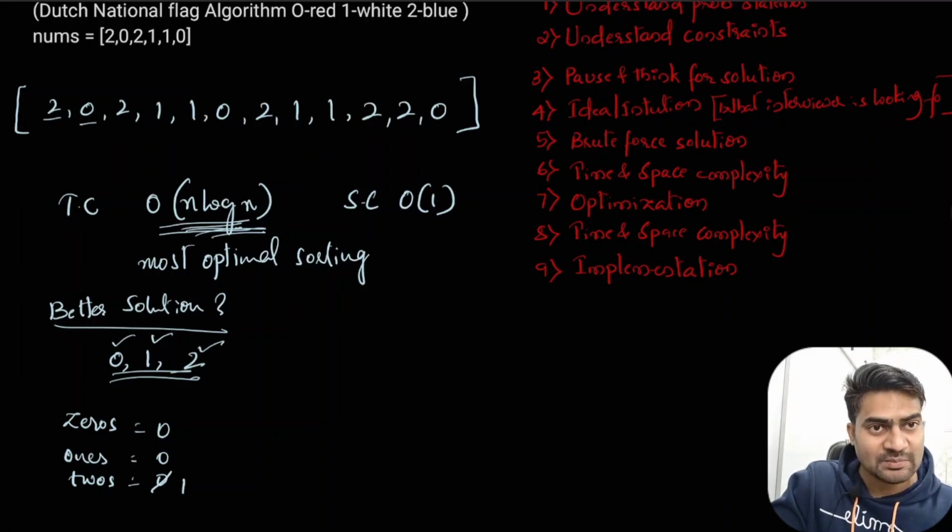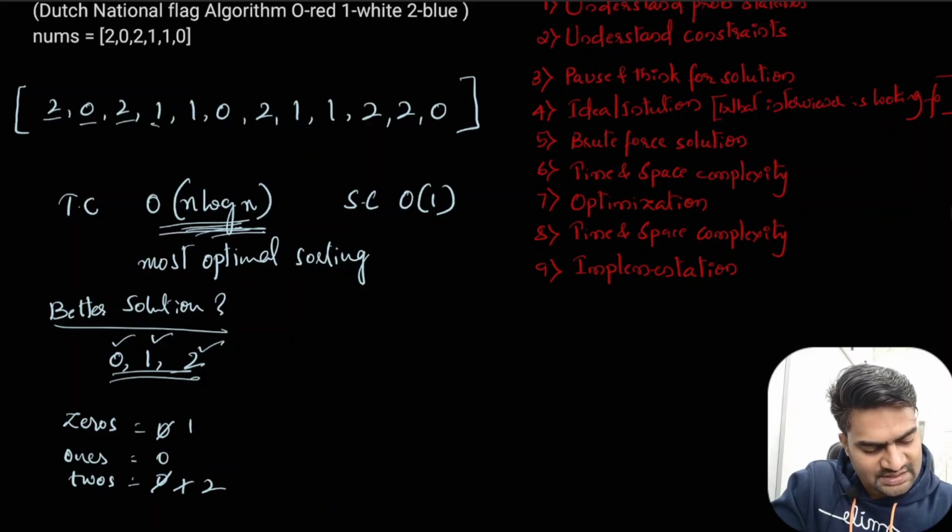Again, next number will be 0. So I will increment this to 1. Next number will be 2. So I will increment this to 2. Next number will be 1. So I will increment 1's to 1. Next number will be again 1. So I will increment it to 2. Next number is 0.